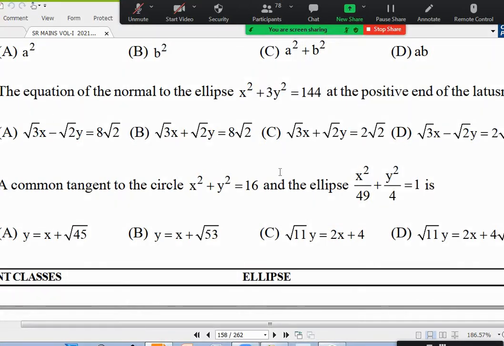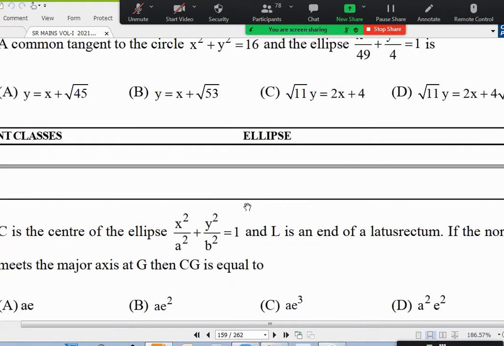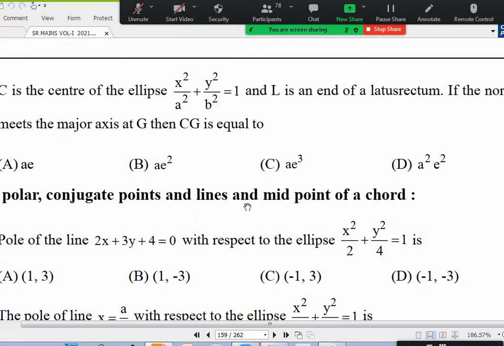Anybody else has doubt about 67? 68? I hope everybody is clear about how to find a common tangent to two curves, right? Why does nobody respond? At least somebody respond. Yes, sir. Okay. All right.